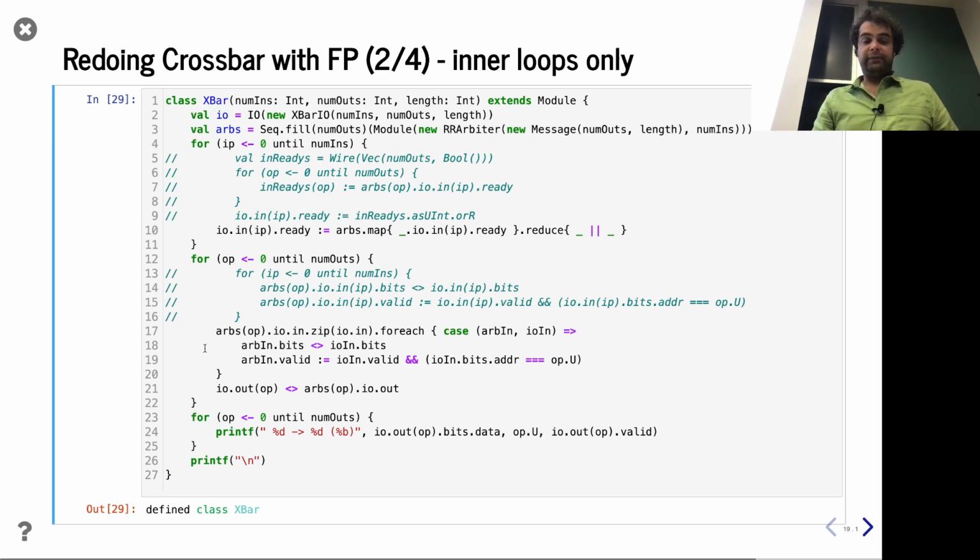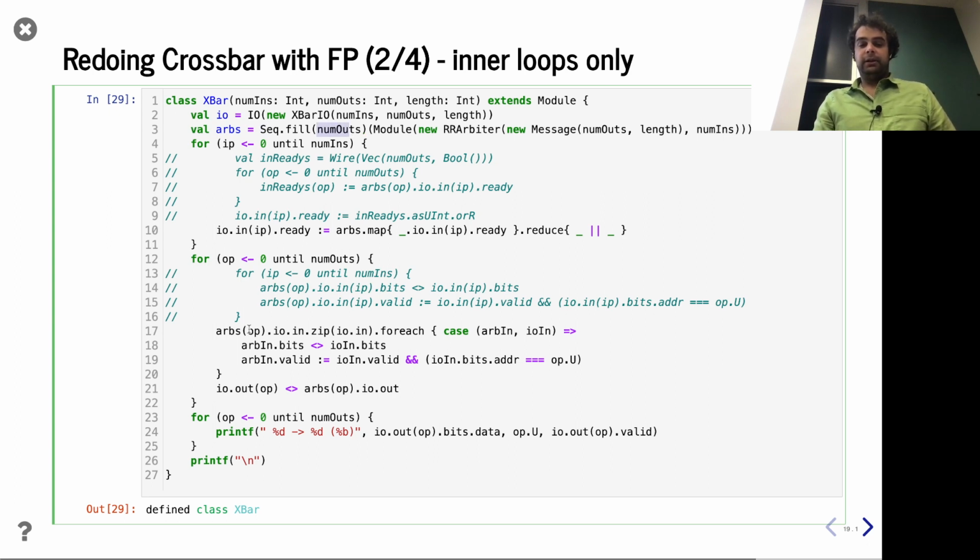I'm sorry, so line 17 does what? Yeah, so it goes through, so at this point we have a collection. So this parses this line element by element. So remember, arbs is a sequence, right? So it's a collection of things, right? So we made an arbiter for every output port.